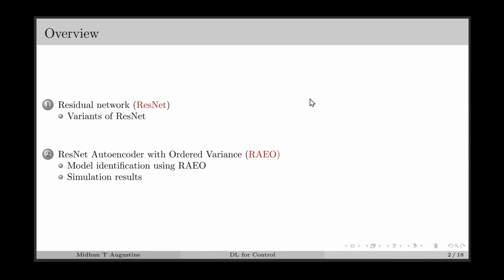Here is the overview of this lecture. We will start with a brief introduction to residual neural network or ResNet. Then we move on to the ResNet autoencoder with ordered variants or RAEO and its application in model extraction.